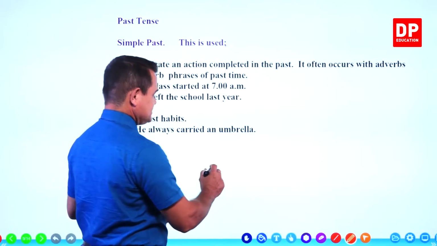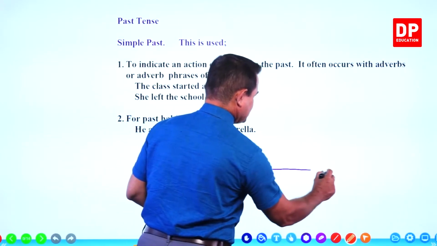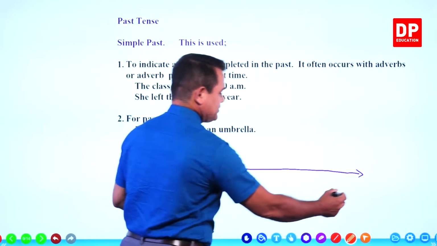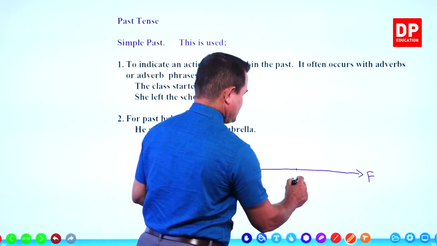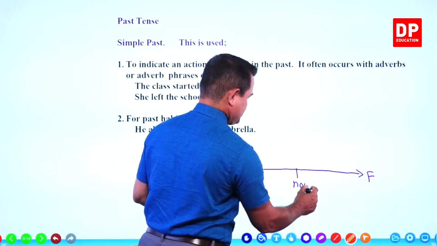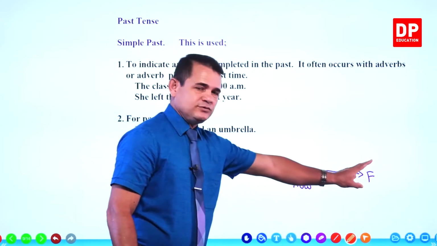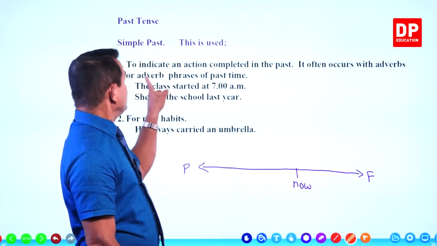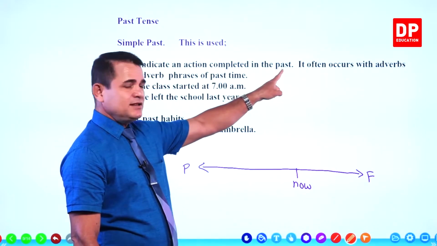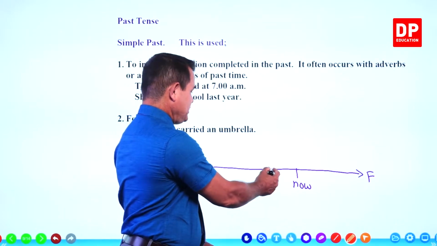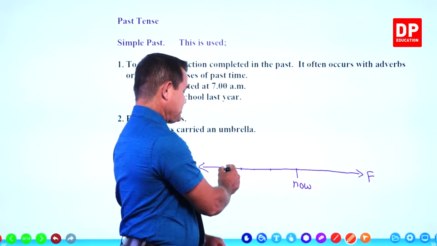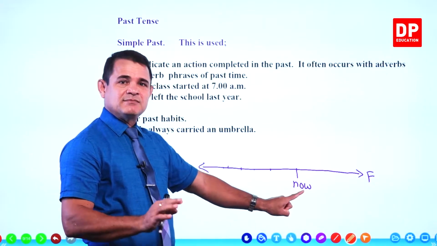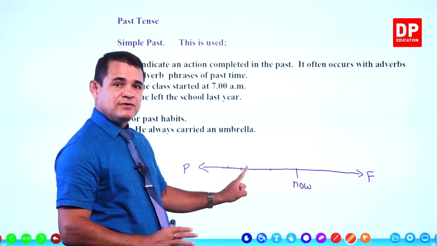Now, let's look at that timeline which we discussed. Can you remember this? This side past tense, this side future tense, and this is now. Future, past, now. To indicate an action completed in the past, at any point in the past. Completed, finished. No connection to present. Completed, finished in the past.